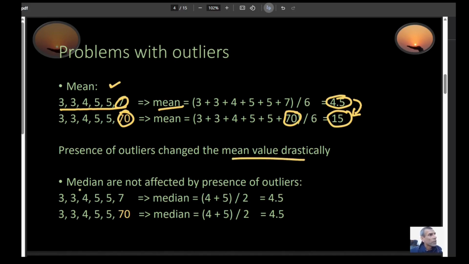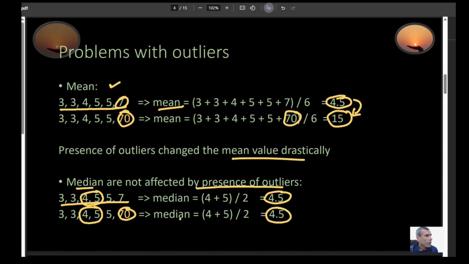On the other hand, medians are not affected by the presence of outliers. Let's say this is your data without the outlier. In this case, my median would be the average of the middle, and the answer is 4.5. When you have an outlier, in this case 70, you can see that the average of the middle numbers is still 4.5. So the median in this case did not change. Medians are not affected by the presence of outliers.